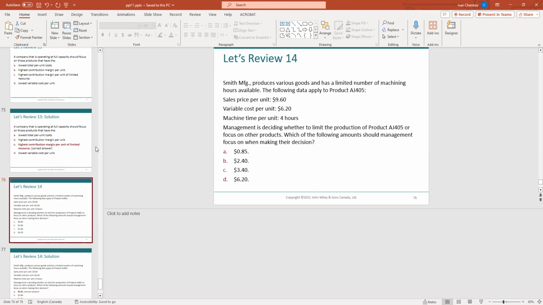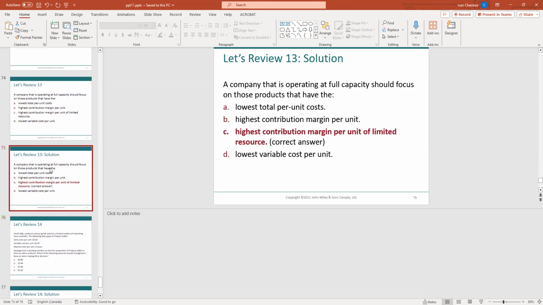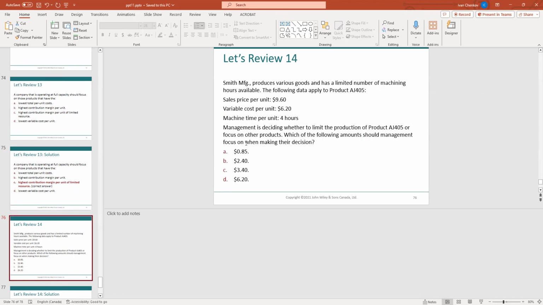340. Here, which contribution margin are we chasing? The contribution margin per unit, or the margin per limited resource? What we got, 340, is the contribution margin per unit. So let's go with the contribution margin per hour, because they have a limited number of machine hours.